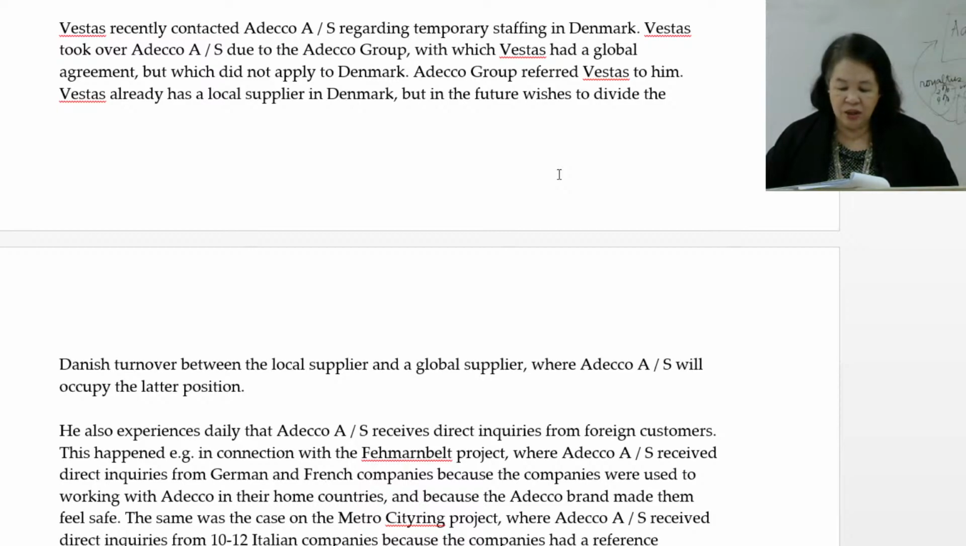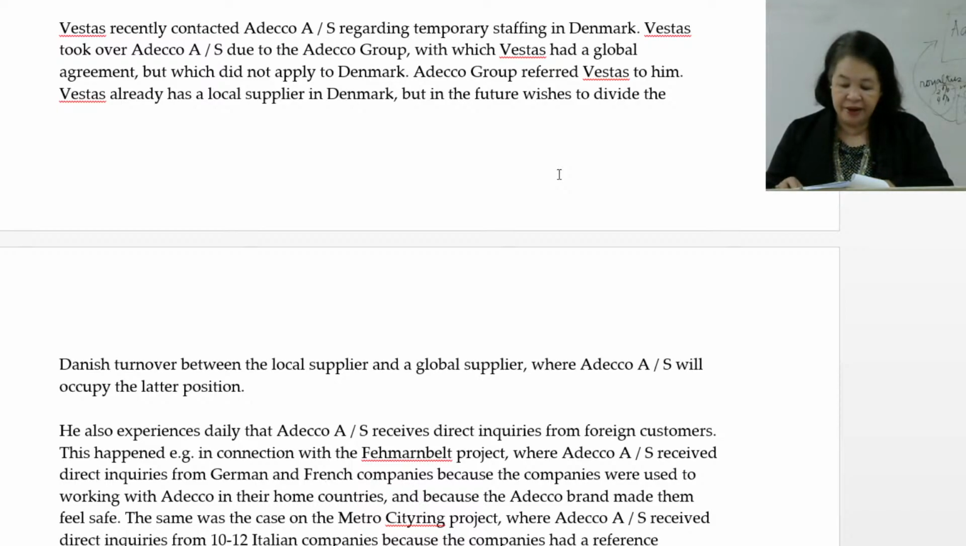Vistas already has a local supplier in Denmark, but in the future wishes to divide the business turnover between the local supplier and a global supplier where Adecco AS will occupy the latter position. No? Okay. Ano pa yung naging experience niya?